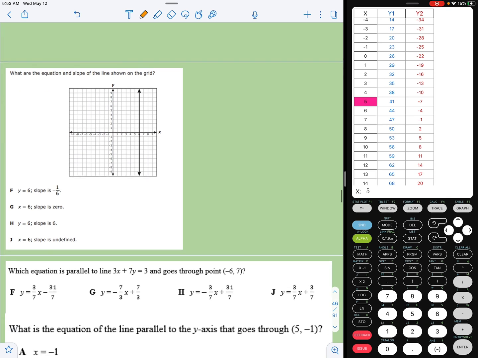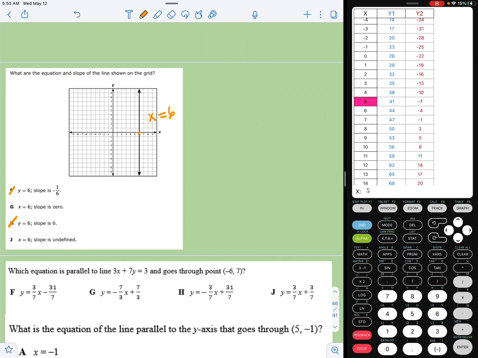All right. And the next problem says, what are the equation and slope of the line shown on the grid? All right, well, this is our line. It is a vertical line that passes through the x-axis. So our equation is going to be x equals, what's that number? 6. All right, so we got that part out of the way. So that means that y equals 6f and y equals 6h are out of the running.